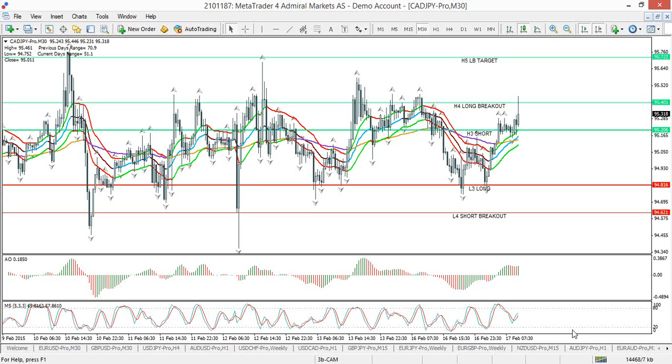So when price breaks above H3 and H4, those are potential breakout trades to the upside, with H5 primarily as its target. The opposite would be true with the bearish breakout, when price is pushing below L3 and L4, with the L5 as the bearish target.